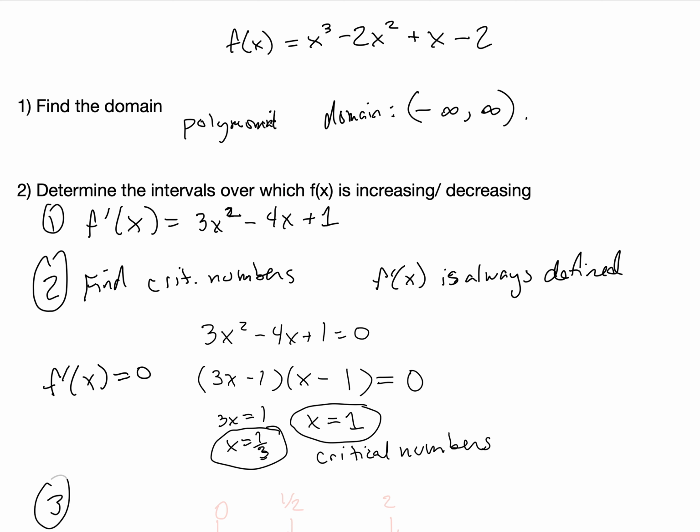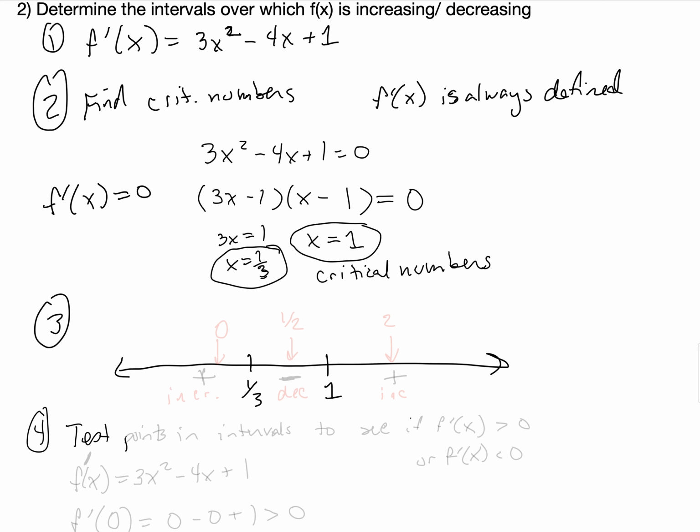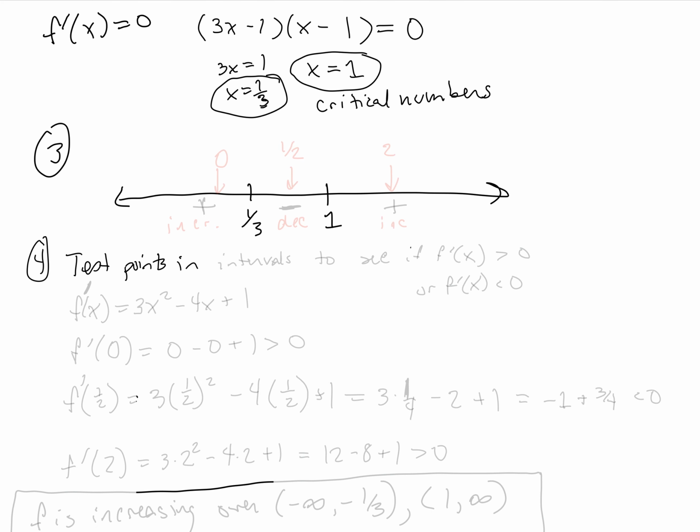All right, now we're going to make a number line where we include all places that are critical numbers, so we've got 1/3 and 1, and we also include any places where the function is discontinuous. There are no such values, so we've made that number line. And now we are going to test points in the intervals between these to see if f prime of x is greater than 0 or less than 0 over these intervals.